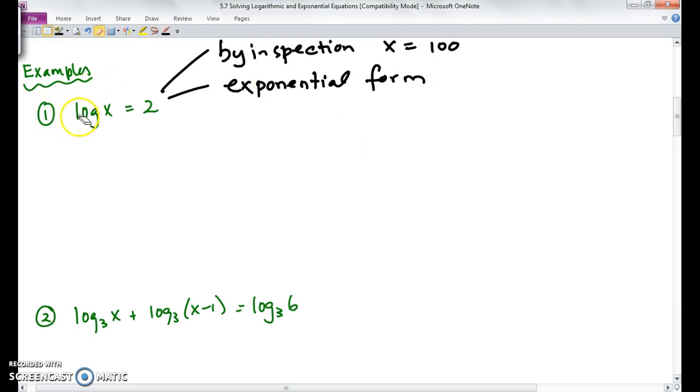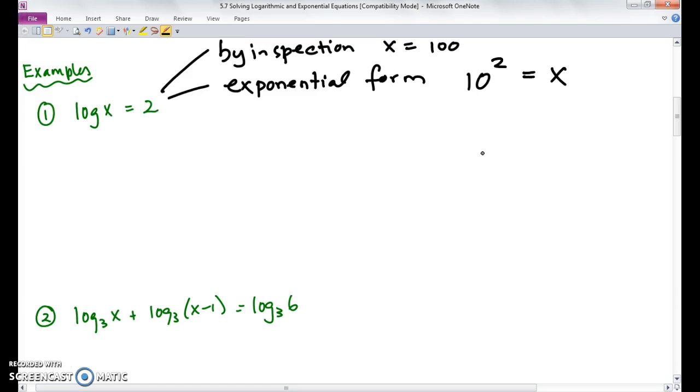So if you take the base here, which is 10, and then what's the exponent in this equation? Nicole, what's the exponent in this equation? The log is equal to the exponent. So the exponent is 2, and that's equal to the argument. So x equals 100. Okay?